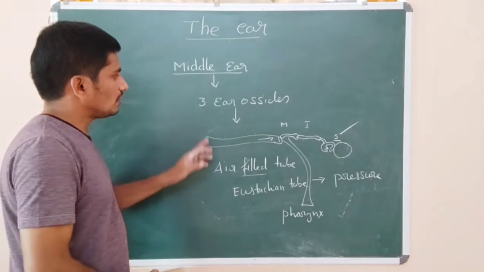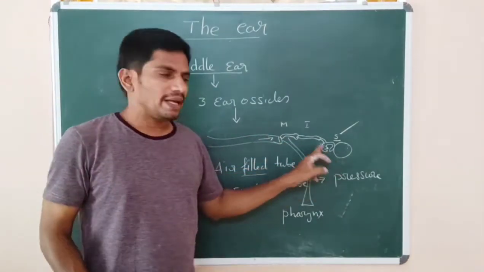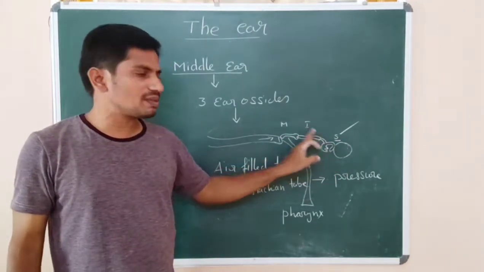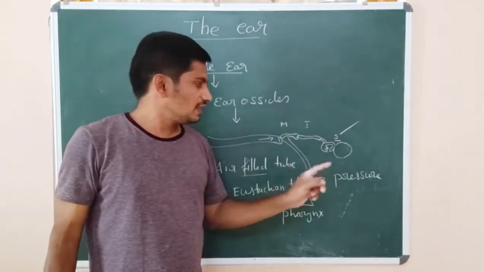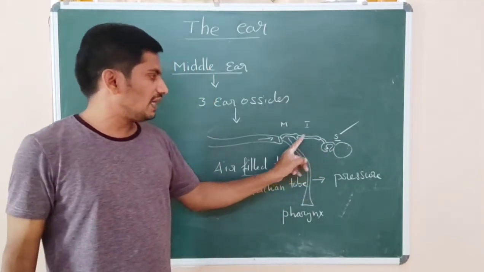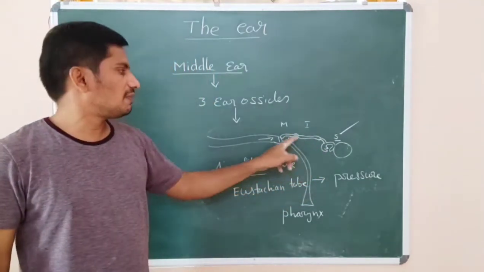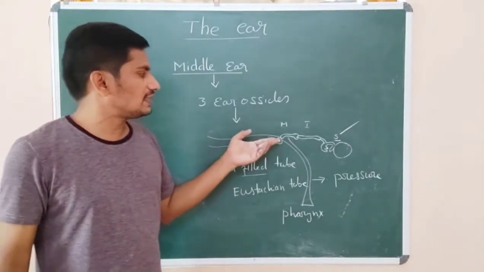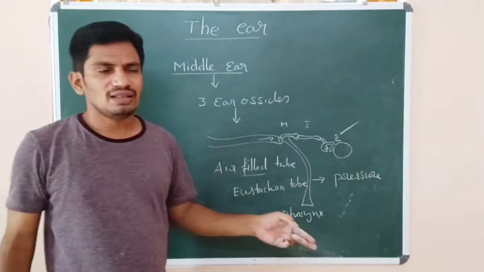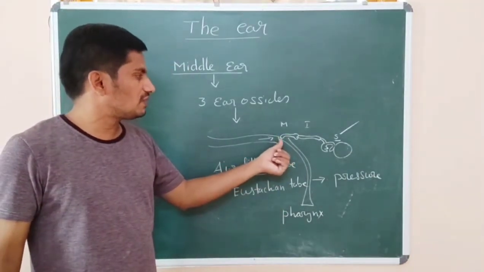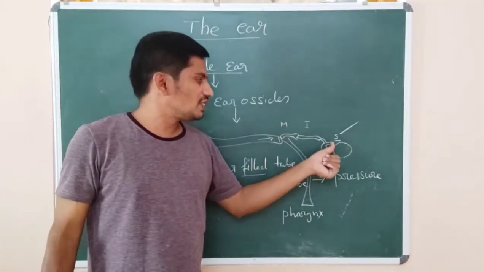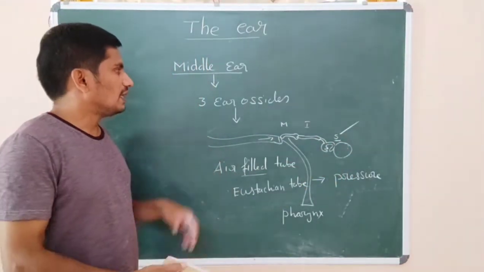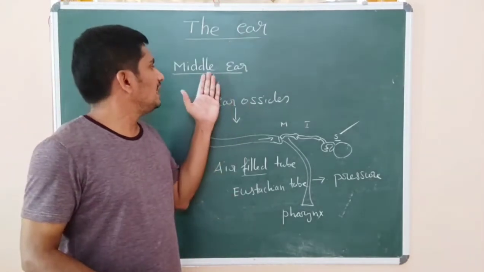The ear ossicles are three bones: MIS, malleus, incus, stapes, which have the shapes of a hammer, anvil, and stirrup. This is the stirrup shape, the anvil shape, and the hammer shape. They are arranged in a chain-like fashion; the malleus is attached to the eardrum, and the stapes is towards the round window. Got it?